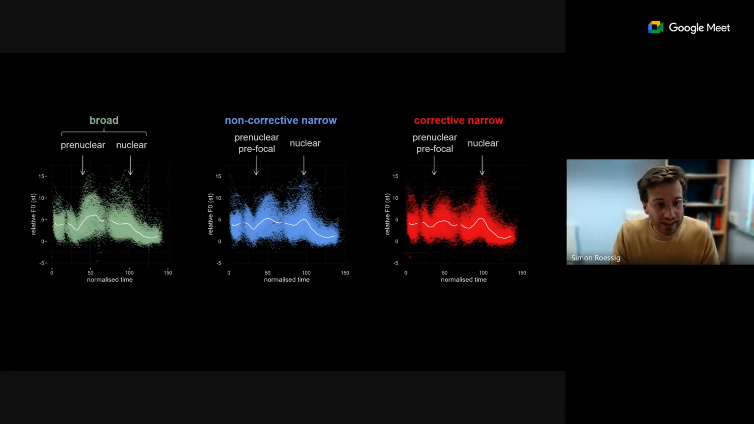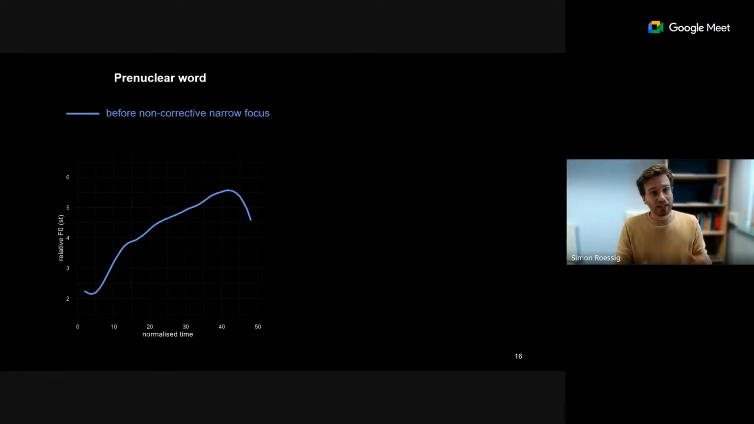Well, what we see here is that there is actually a lot of similarity between those contours, but the size of the peaks seem to be somewhat different. And so in the next part, we will zoom in on the prenuclear and nuclear words and look at them in more detail. So we look at the average contour now in more detail, and we sort of start from the center of the last slide. So we look at the non-corrective narrow focus sentence first.